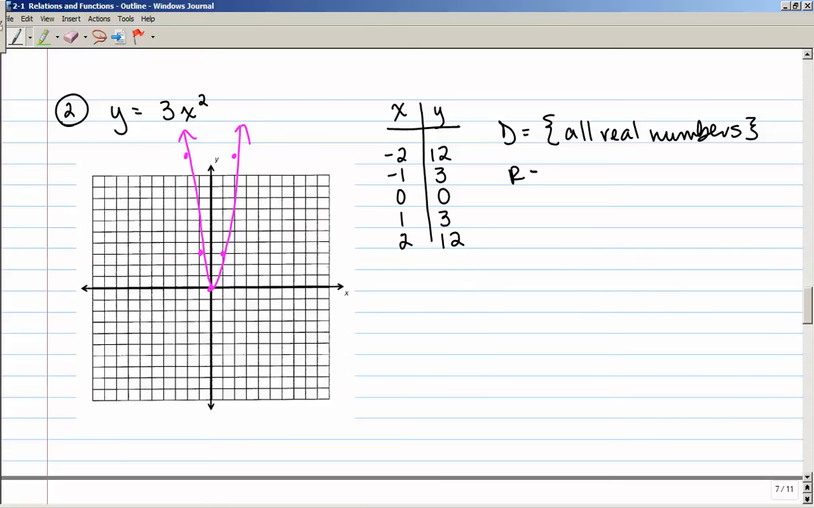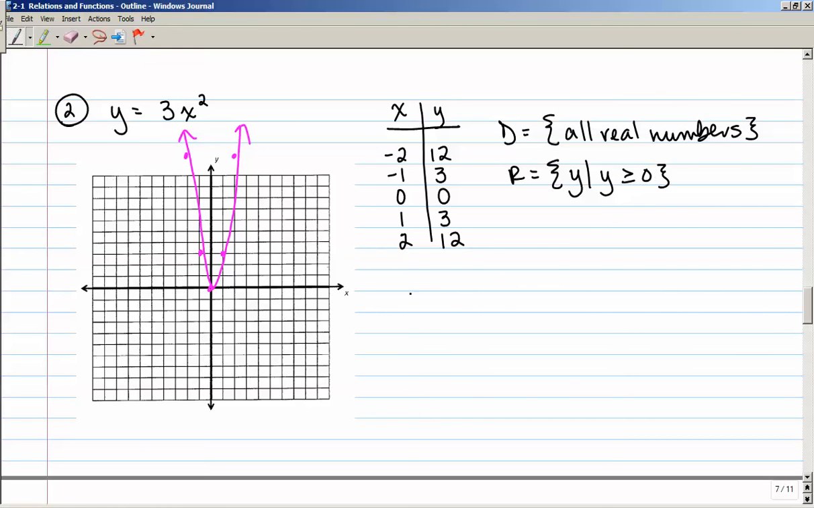And the range, well, the range is a little more complicated here, because remember, the range is the y's. So notice in my table, I don't have any negative numbers. In fact, my smallest number is 0. So it is not possible to have any of your y's be negative numbers, because notice, no matter what x I plug in, I square it, that makes it positive. So my range is the set of all y's such that y is greater than or equal to 0.